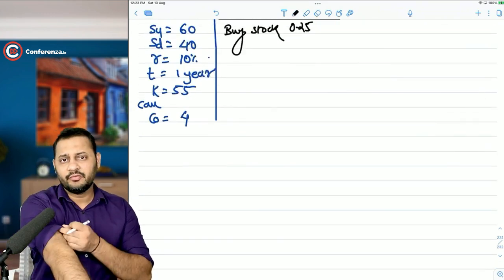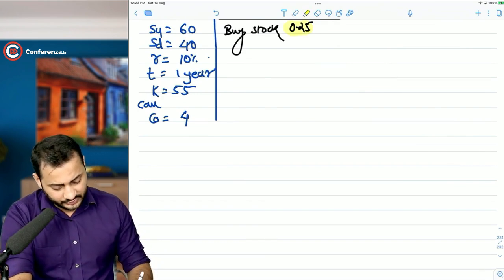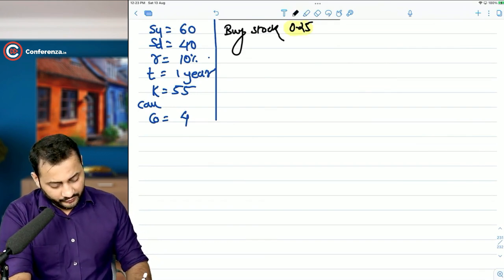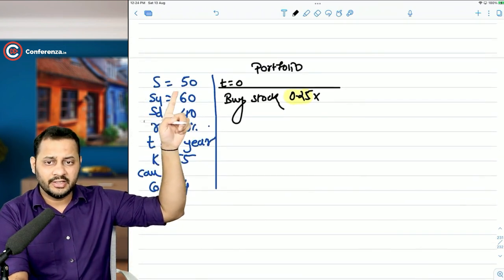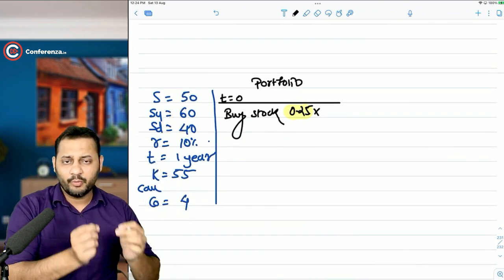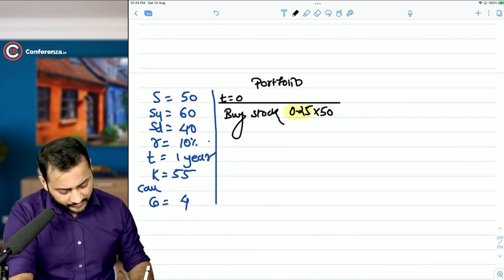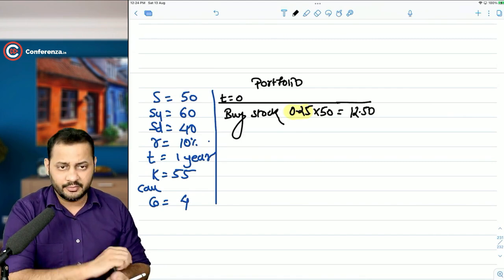How did this 0.25 come? I will discuss that later on. So this is our question first. Now, if you buy 0.25 share, what will happen? If you buy the entire share, it will cost you around 50 rupees. But if you just buy 0.25 share, it will be 0.25 into 50 rupees of outflow, which will be 12 rupees 50 paisa. Am I right?